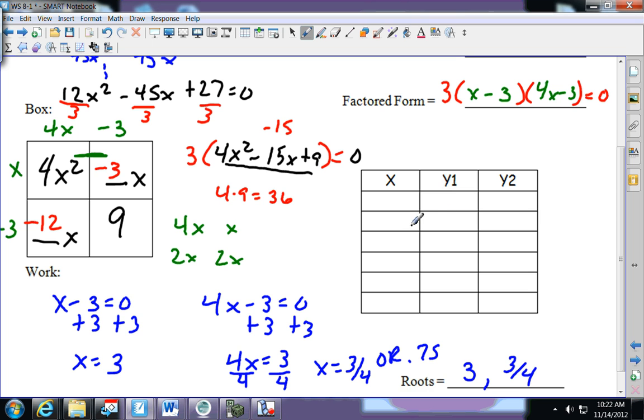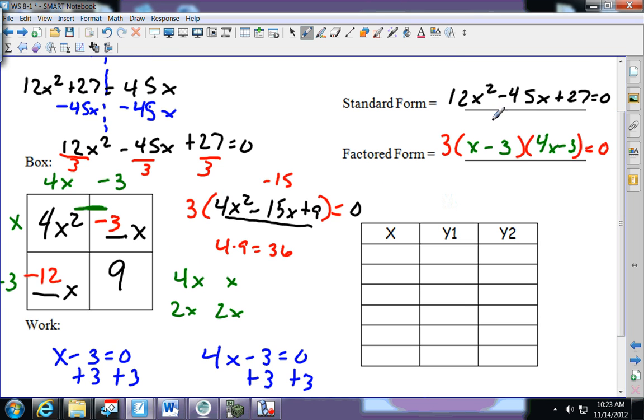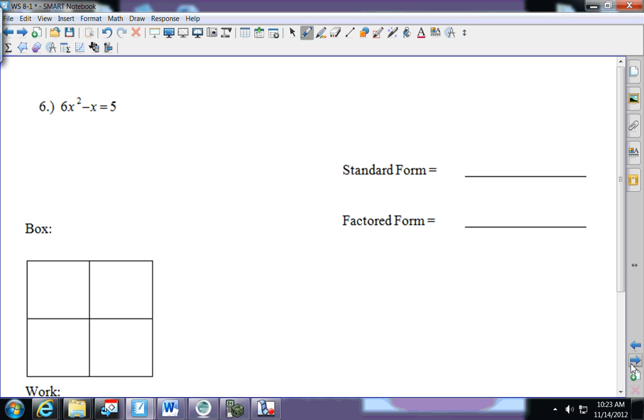This part right here is just to fill in, as you put in this factored form and the standard form, to check, to show that y1 and y2 are the same. There's another one. Go ahead and pause the video and do this one.